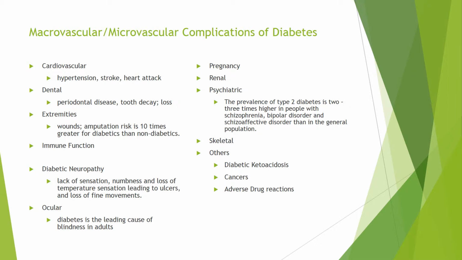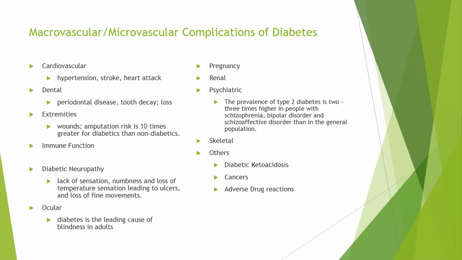It can also cause tooth loss, tooth decay, non-healing wounds. Patients who are diabetic are at 10 times greater risk of amputation. It affects immune function. That's why it's important to remind the client of their yearly immunizations against pneumonia and the flu.